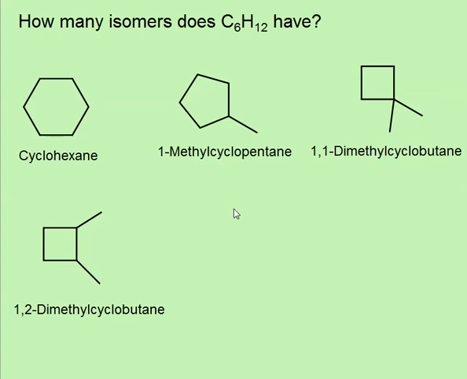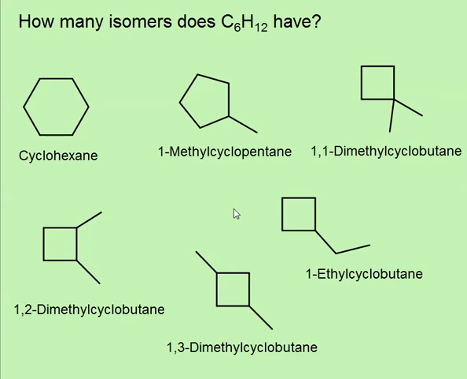1,2-dimethylcyclobutane. Or switch the second methyl group onto the 3rd carbon to give us 1,3-dimethylcyclobutane. Or combine the 2 carbons to make 1 ethyl branch and make it 1-ethylcyclobutane. But we're not finished yet, we can do more.